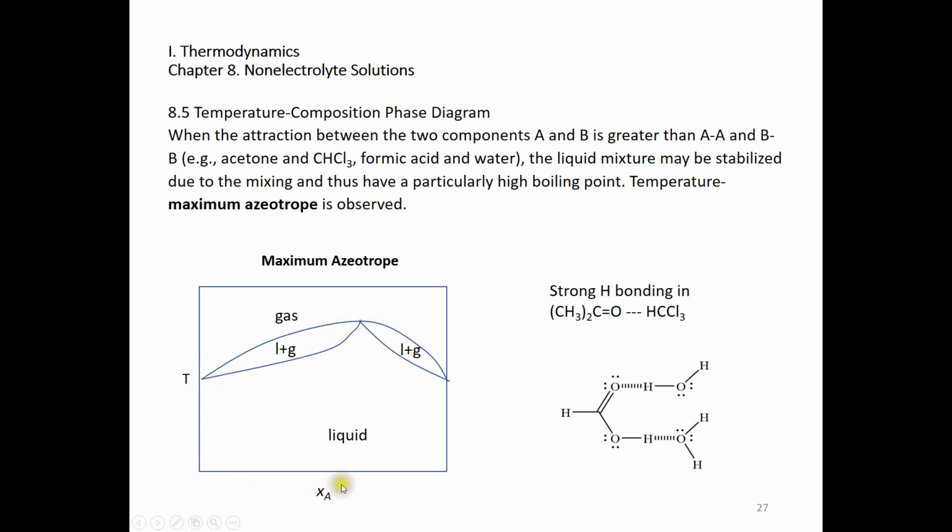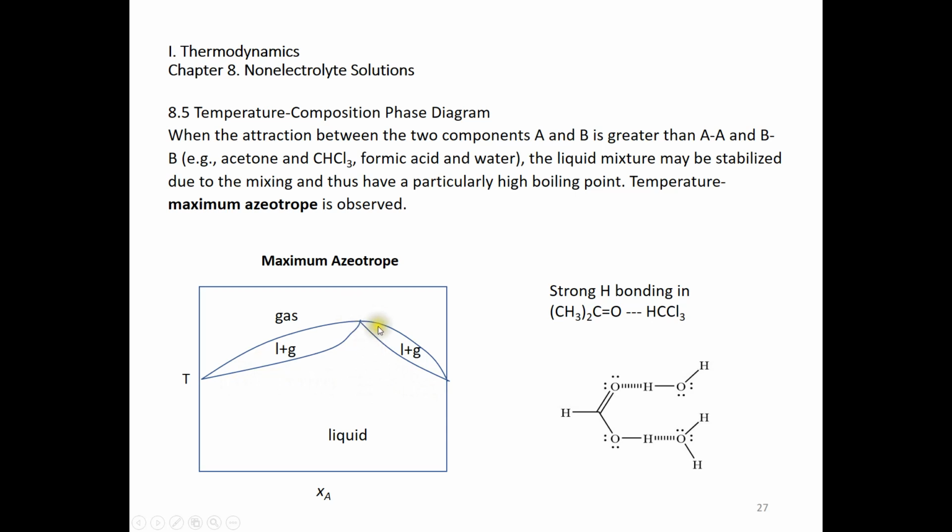Actually, since I labeled the axis as the mole fraction of A, over here we have pure B, over here we have pure A. So somehow if you mix A and B with a certain ratio, for example right here, you can get a bubble point equals dew point, and this bubble point or dew point is higher than the boiling points of pure A and pure B.